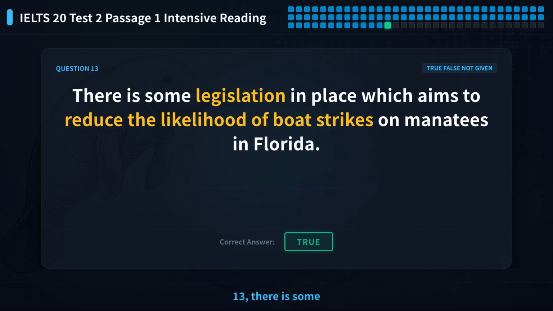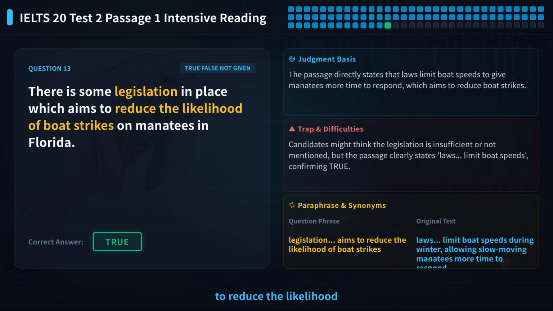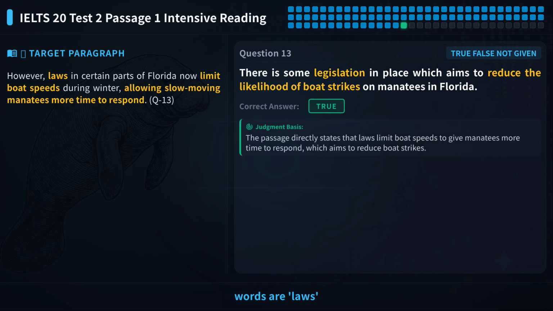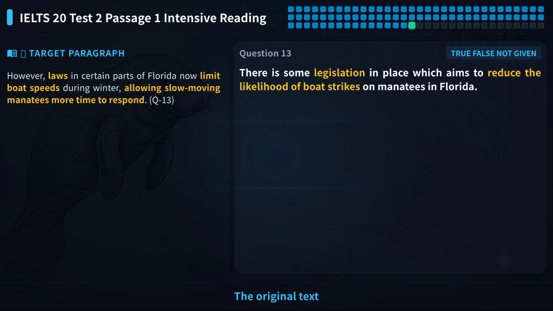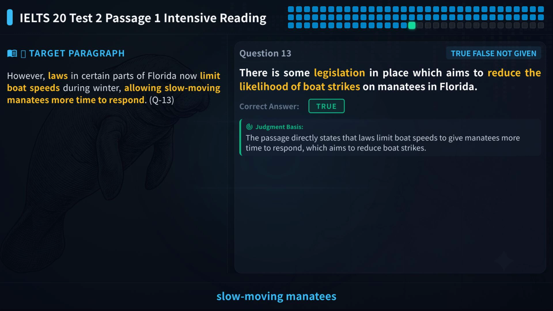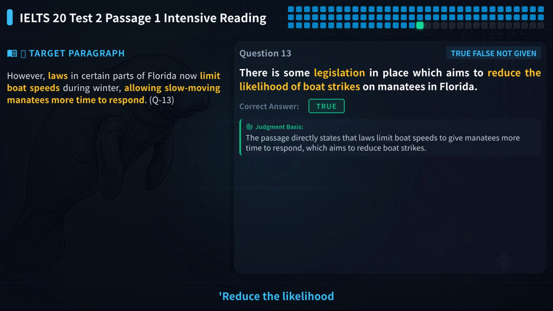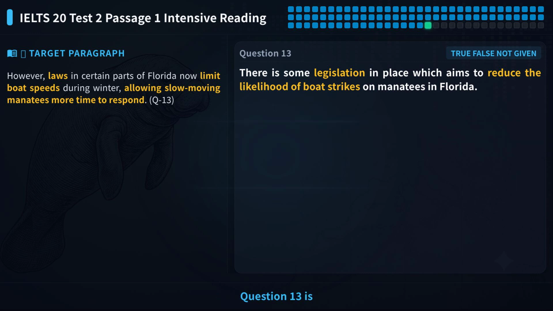Let's look at question 13. There is some legislation in place which aims to reduce the likelihood of boat strikes on manatees in Florida. Key clue words in the statement: legislation and reduce boat strikes. Locate paragraph 10. The scanning landmark words are laws and limit boat speeds. The original text says, laws in certain parts of Florida now limit boat speeds during winter, allowing slow-moving manatees more time to respond. Legislation in the statement is a synonym for laws in the text. Reduce the likelihood of boat strikes matches the purpose of giving manatees more time to respond. This is a clear synonym replacement. So the answer to question 13 is true.